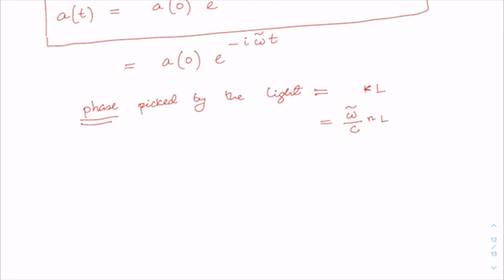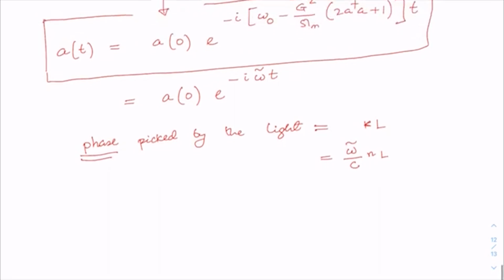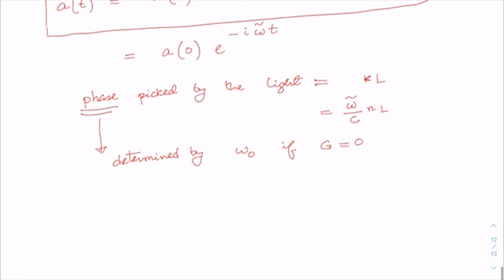And you see that this phase is determined by the optical frequency omega 0 if capital Z is equal to 0. If Z is equal to 0, then this particular term would not be there.